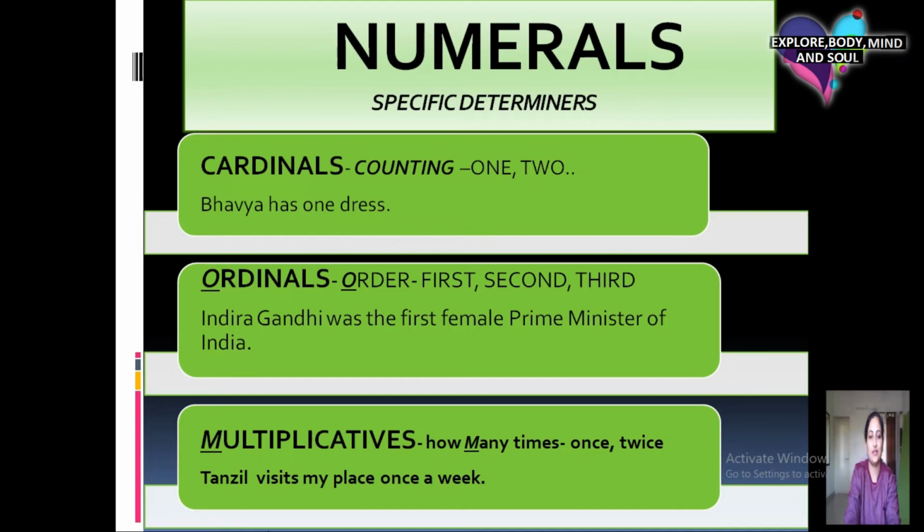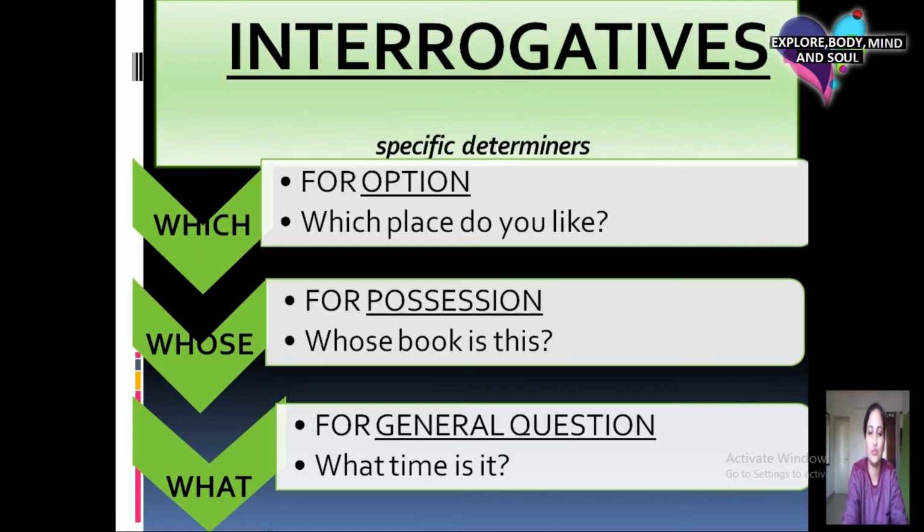Multiplicatives. Multiplicatives begin with the letter M, and so does how many. So we can remember this way: once, twice, thrice, 4 times, 5 times, n number of times. Denzel visits my place once a week, thrice a week, 10 times a week.